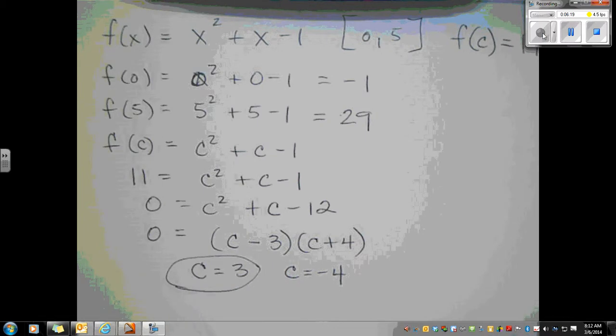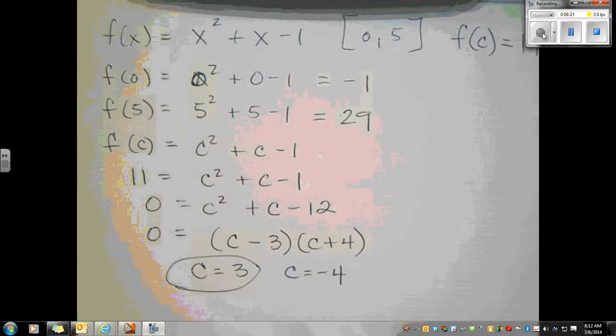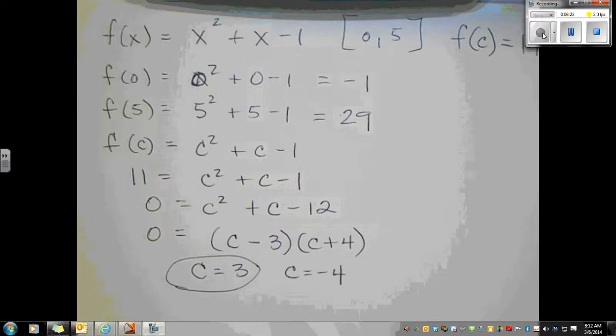Now, what if it had come out to be 2 and 3? Could they both be it? Yeah. One would probably be when we were going up the hill, and the other one would be when we're coming down the hill. Okay? That's the deal on that.